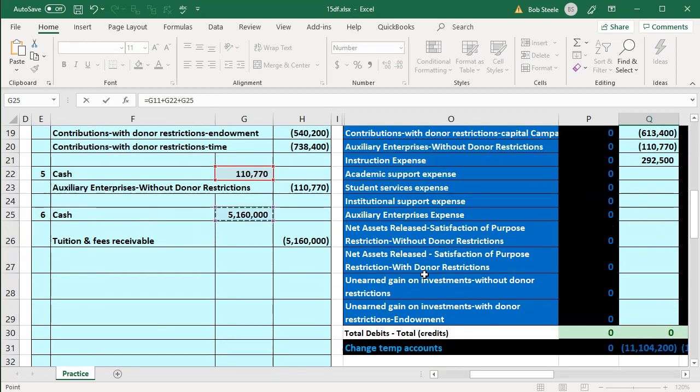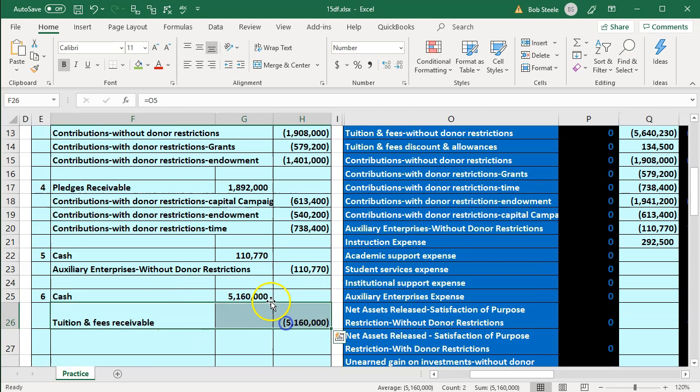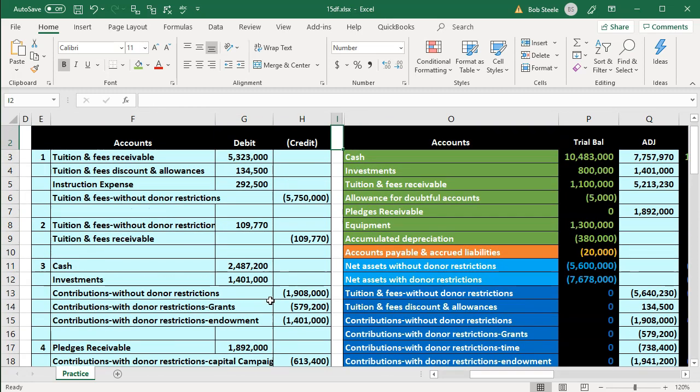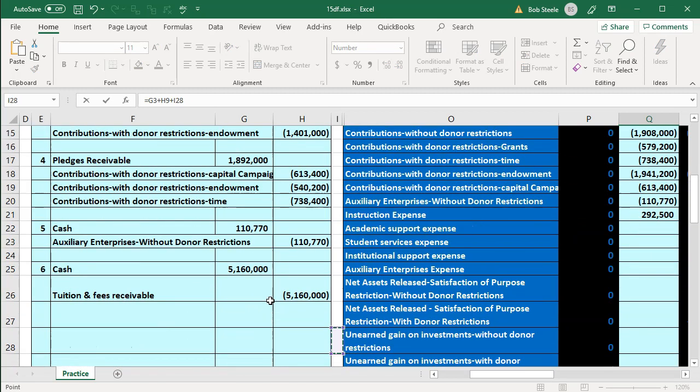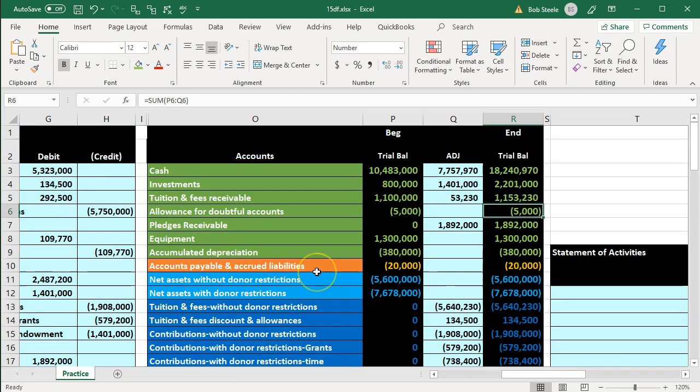And we're going to pick up that 5,160,000. And then next, we're going to have the tuition and fees receivable. So we'll scroll back up top. Tuition and fees receivable is in Q5. So within Q5, I'm going to say F2 plus F2. Scroll back down, and we're going to pick up the tuition and fees receivable. That then should put us back in balance.